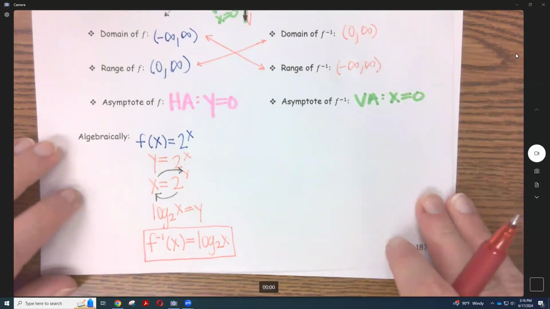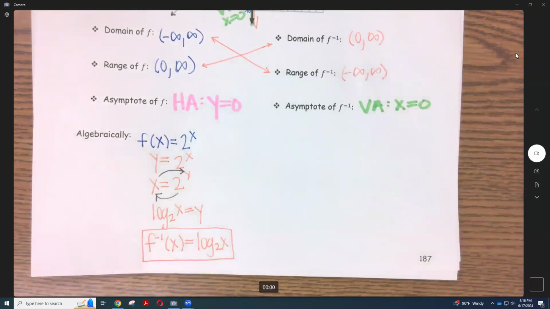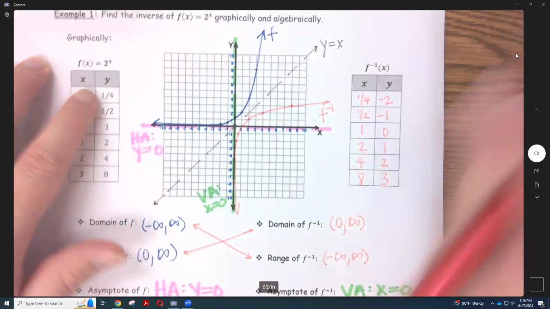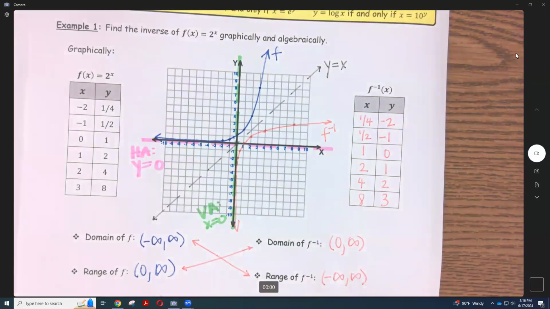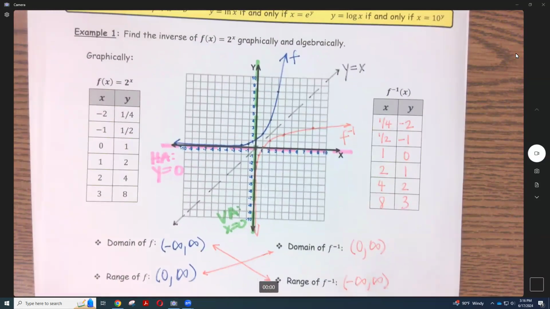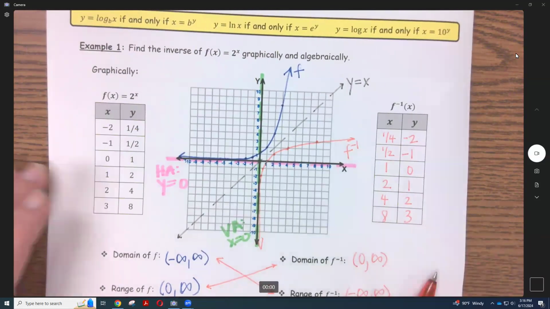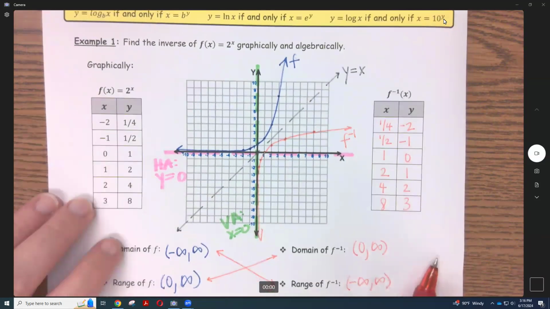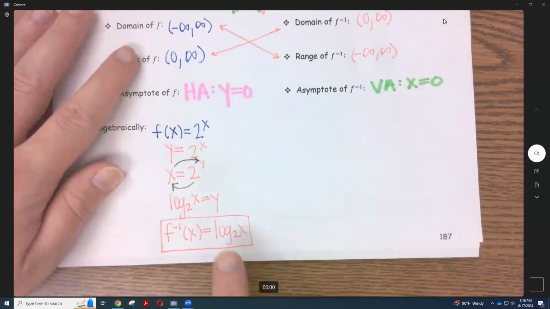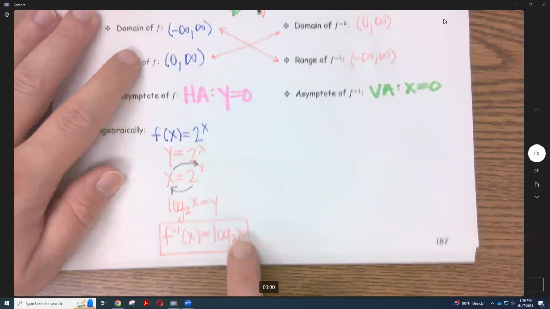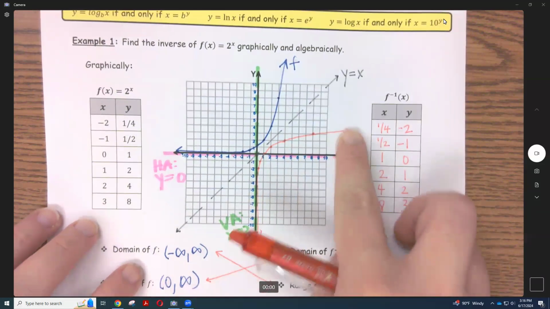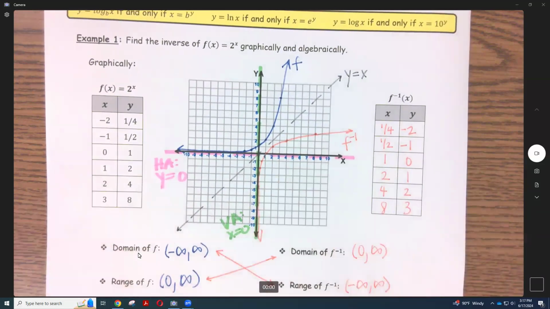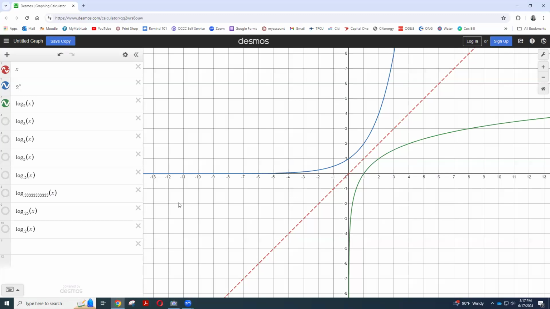So there is my connection there. The reason we are doing inverses and exponentials and logs is because exponentials and logs are inverse functions of each other. Now, let's kind of look at what happens when I change my base of a log to something other than 2, because this is what my log looks like when it is log base 2. But what happens when I have something else?